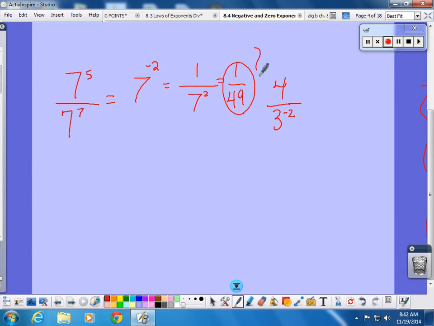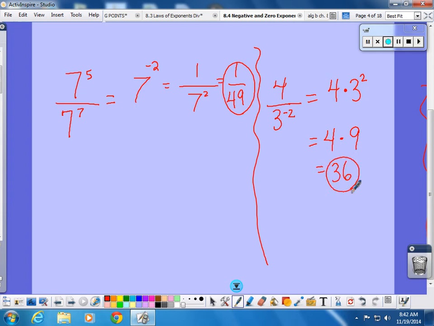All right, this. Separate problem. 4 and 3 are not like bases. So I can't use the quotient rule, but what I can do is move that 3 squared to the numerator so that my exponent will be positive. And so 3 squared is 9, and 4 times 9 is 36. These rules make a lot of sense individually, and then when we put them together, like in those problems last night, with product rule, power rule, quotient rule all together, that's what causes the problem.